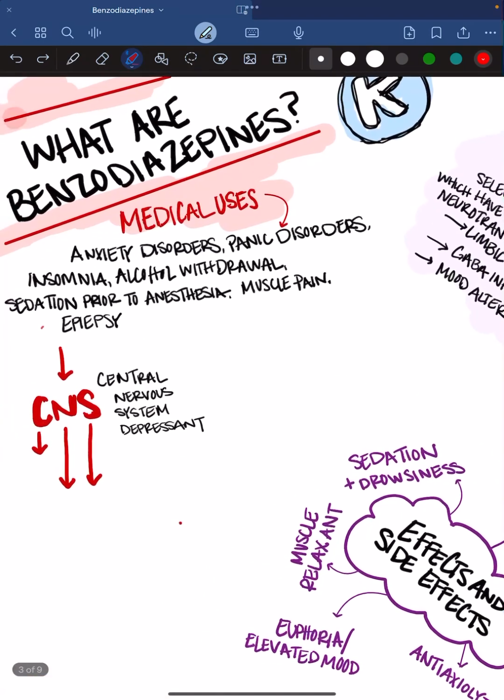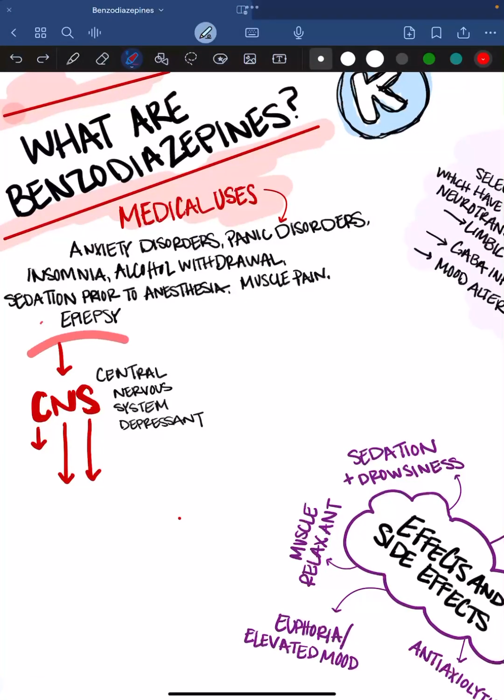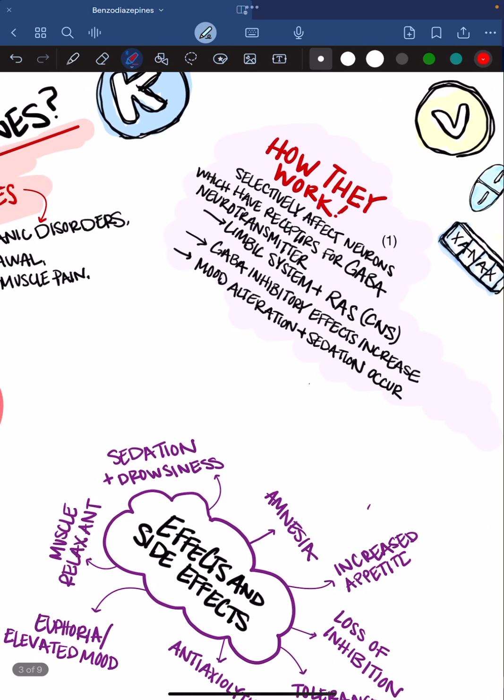So, what are benzodiazepines? They are a central nervous system depressant, and they have lots of medical uses, including treating anxiety disorders, panic disorders, insomnia, alcohol withdrawal, providing sedation prior to anesthesia, relieving muscle pain, and they're sometimes used to treat epilepsy as well. And how they work, they selectively affect neurons which have receptors for the GABA neurotransmitter, and they focus this in the limbic system and the reticular activating system, parts of your central nervous system. Benzodiazepines increase the inhibitory effect of GABA, and that is what leads to mood alteration and sedation.